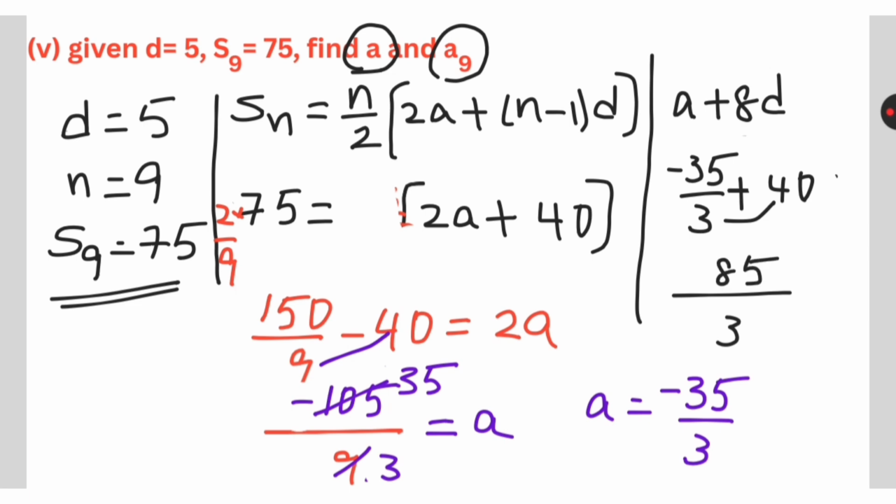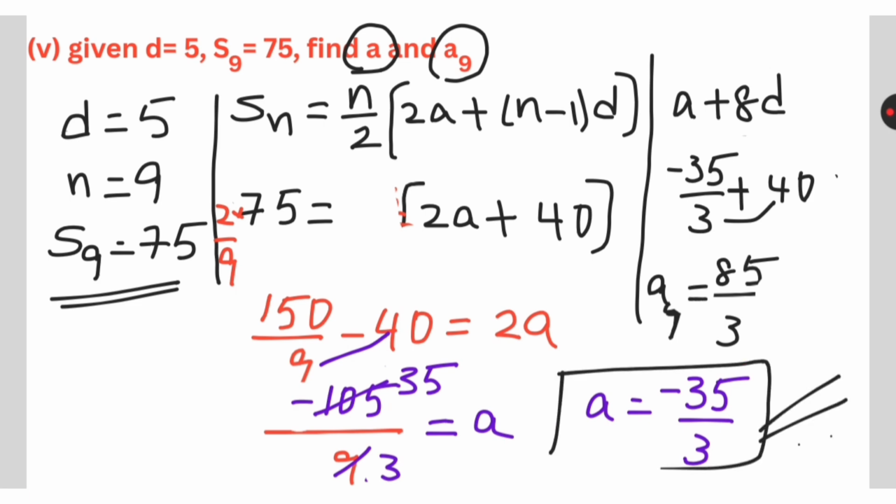So the ninth term is 85 over 3. The first term is minus 35 over 3. Let's go to the sixth question. Given the first term is 2 and the common difference is 8, Sn is 90, find n and the nth term. That means we need to find the number of terms and also the nth term. Let's see how to do it.